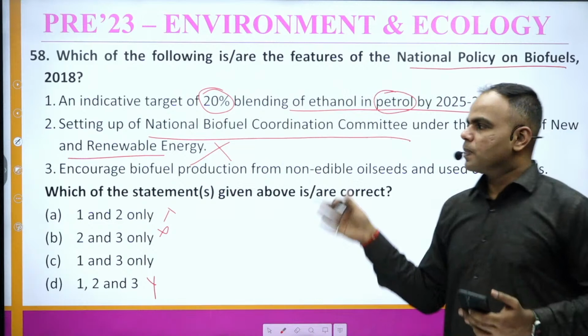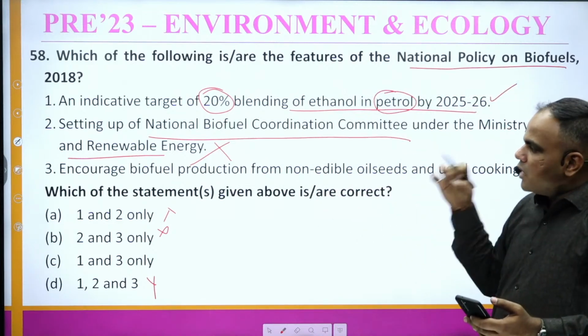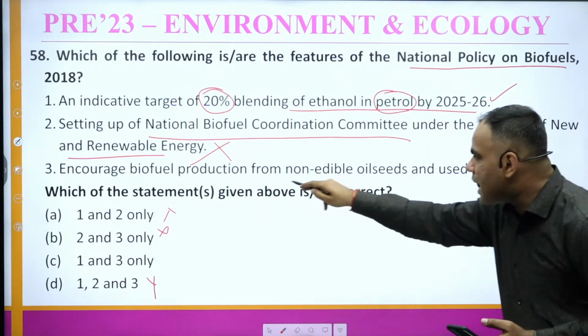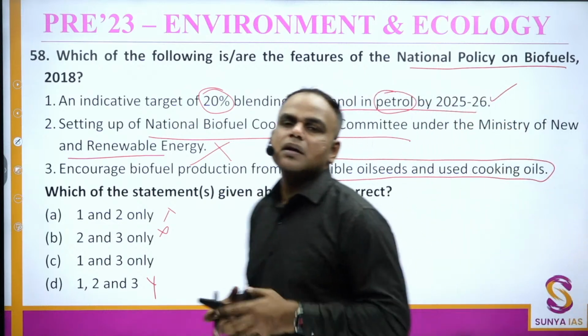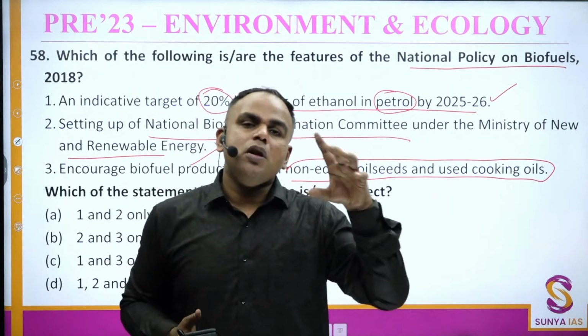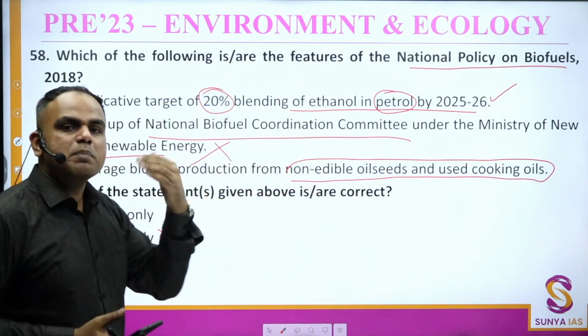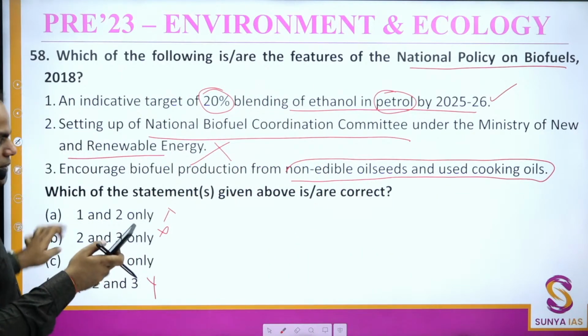But we'll also see. Statement 3, encouraging biofuel production from non-edible oil seeds and cooking oils. Yes, this is also there. In fact, the ambit of this policy was also increased. A lot, many new raw materials were also added. Okay.